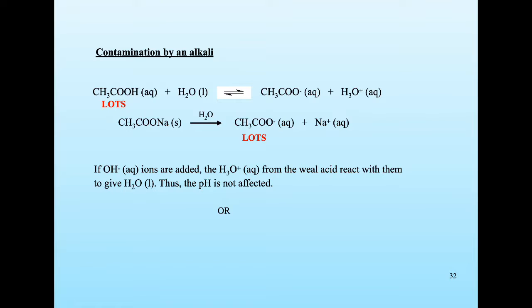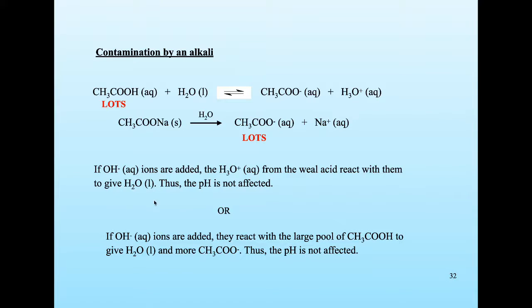We could also think of this as the hydroxide ions reacting directly with the ethanoic acid to produce ethanoate ions and water. So we've used up the hydroxide ions with the ethanoic acid. The pH is not affected or affected very little. There are two possible ways of describing what happens in order for the pH not to change significantly.